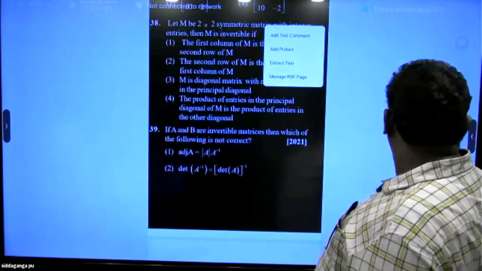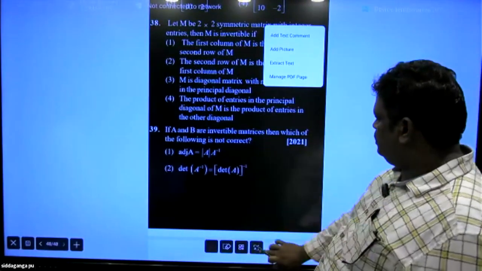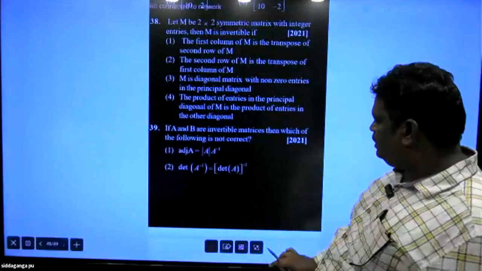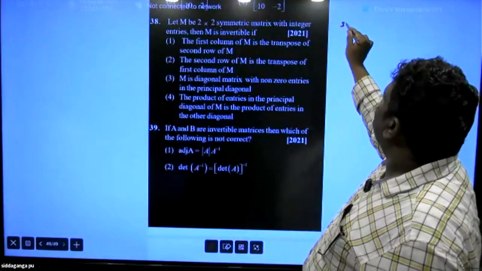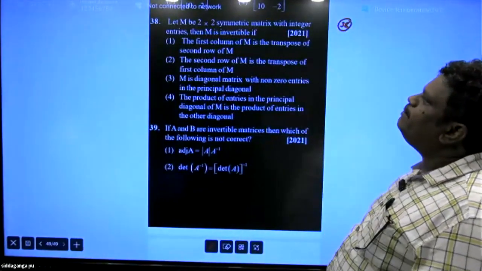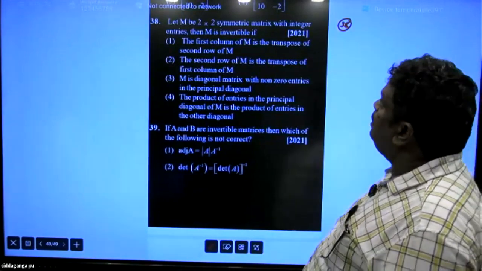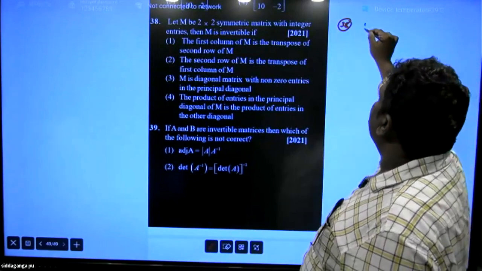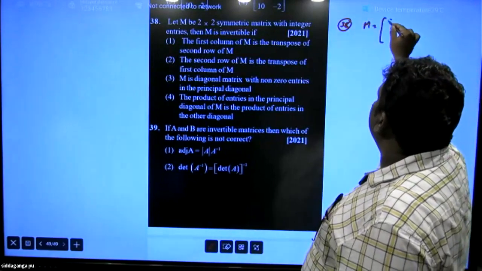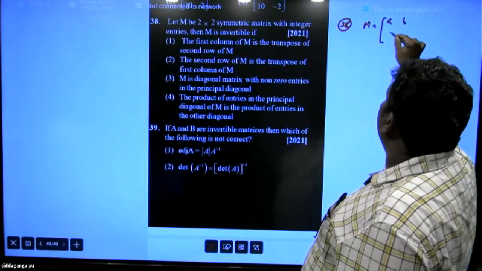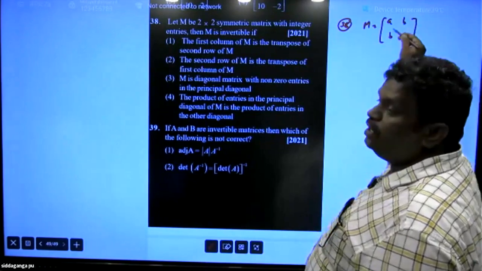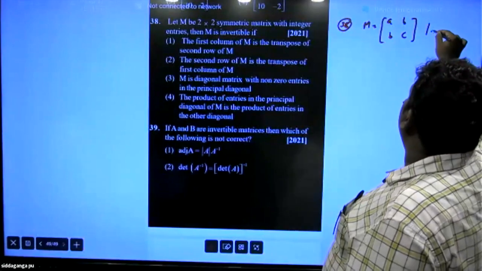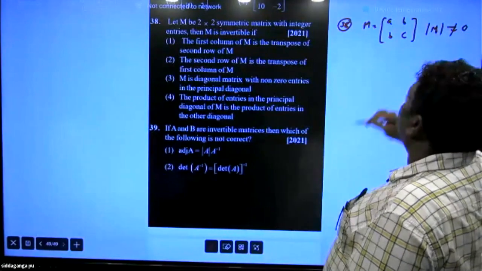Question number 38, Sima. Here, what is given? Let M be a 2 by 2 symmetric matrix with integer entries. Then M is invertible; they gave one condition. The M matrix is a symmetric matrix. Symmetric means the non-diagonal elements must be the same. I gave one example in standard form. Then invertible means the determinant must not be equal to 0.